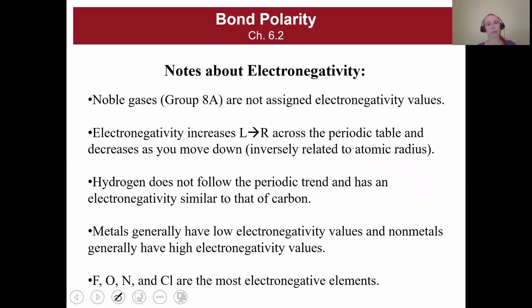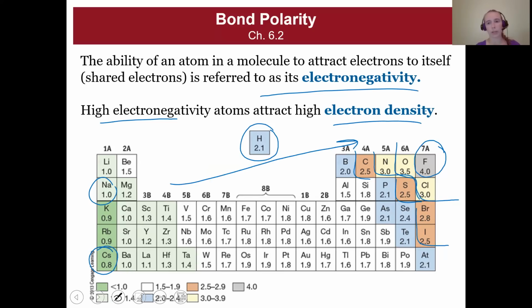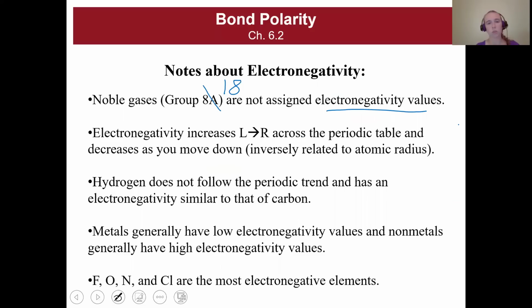So here are some notes about electronegativity. And again, I'm using old slides, so it should be group 18 and not group 8, sorry. The noble gases, group 18, are not assigned electronegativity values. So you can see they're not even on this table. There should be something here, group 18 or 8A in the old style. It's not even there because noble gases don't get electronegativity values.